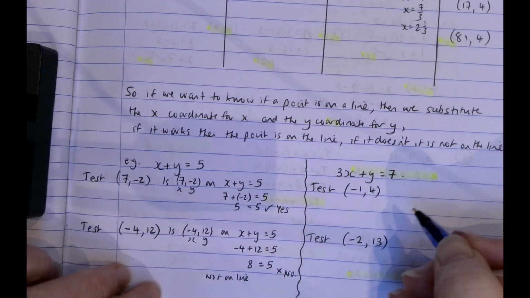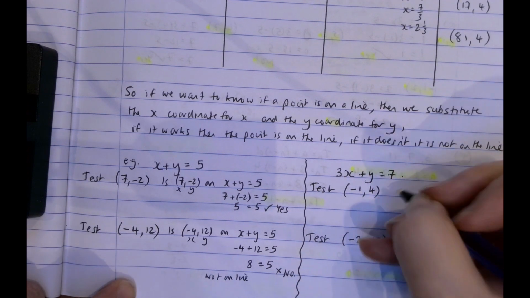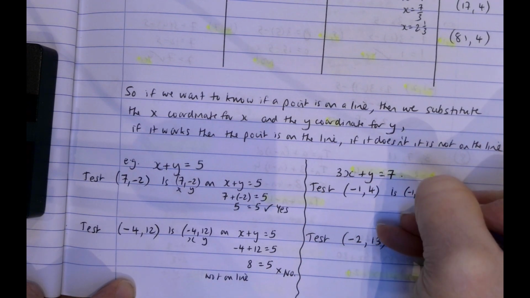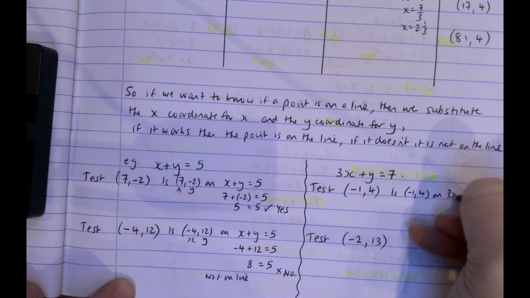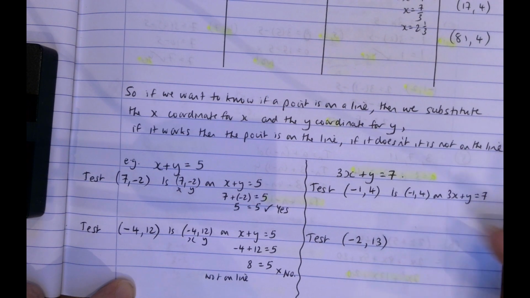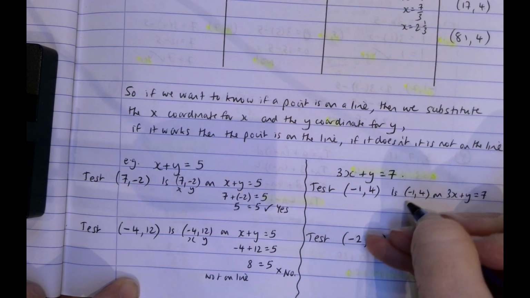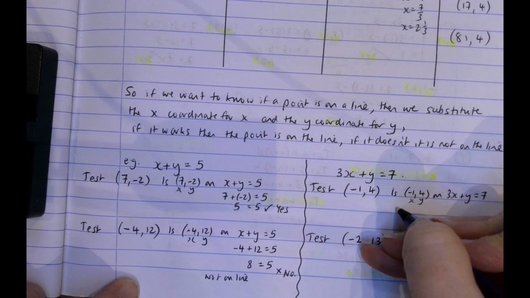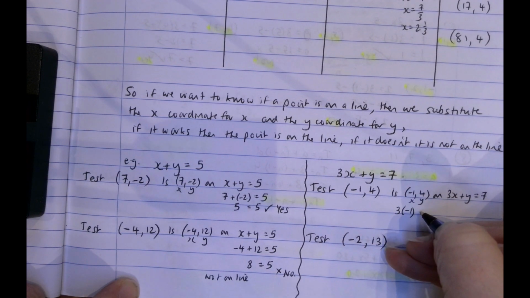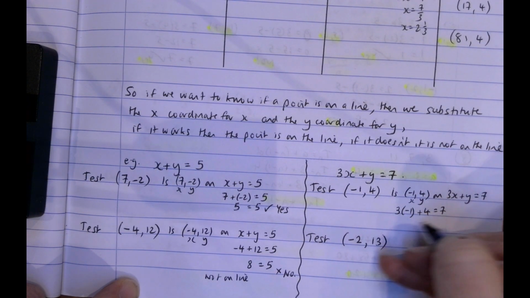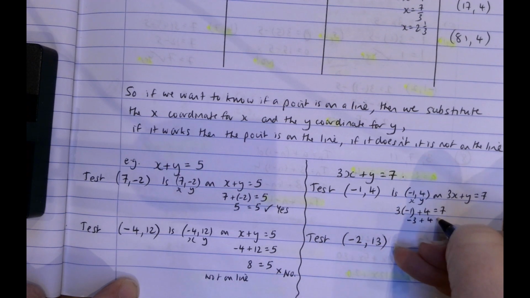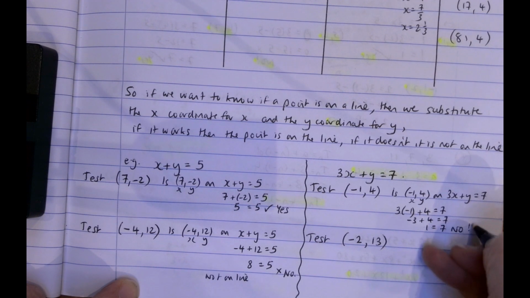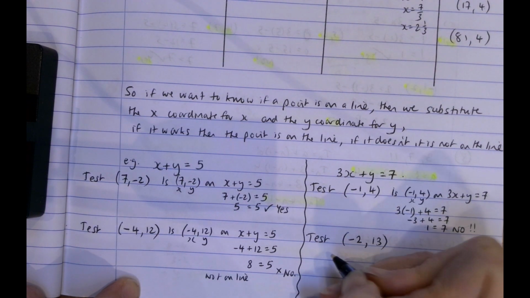How about this line here? 3x plus y is equal to 7. Is (-1, 4) on 3x plus y equals 7? So let's put it in. This is x, this is y. Is 3 times minus 1 plus 4 equal to 7? Is minus 3 plus 4 equal to 7? No, 1 does not equal 7. So it's not on the line.